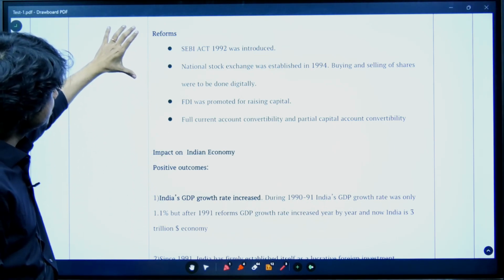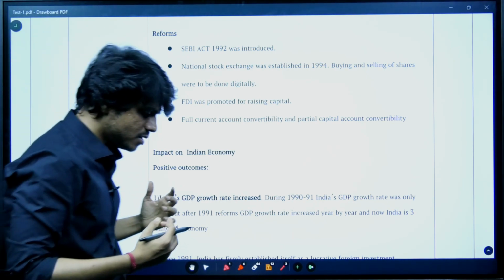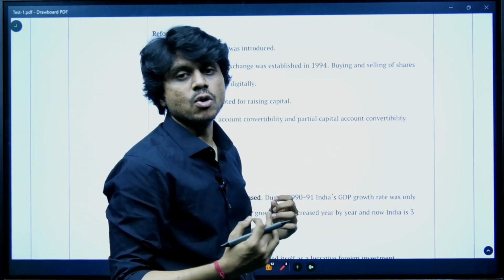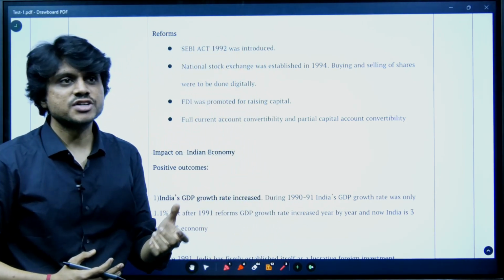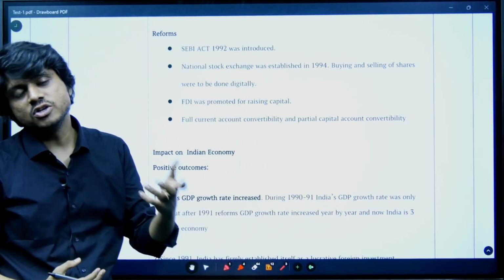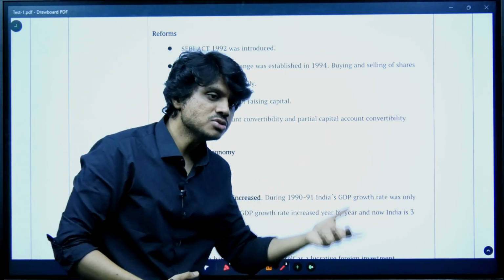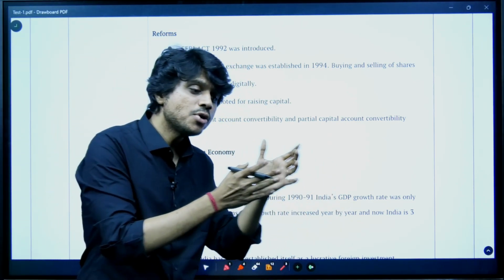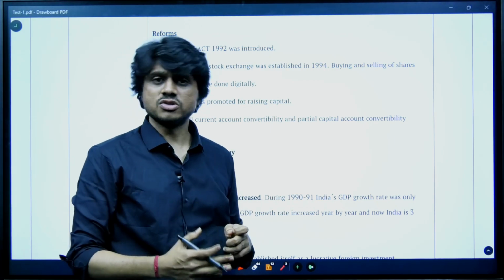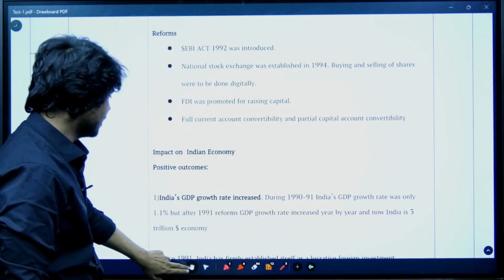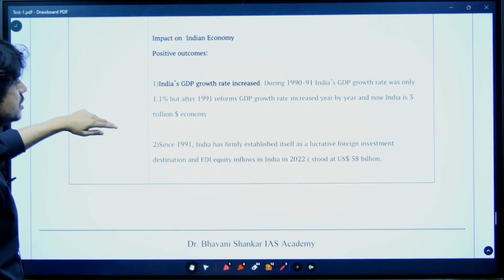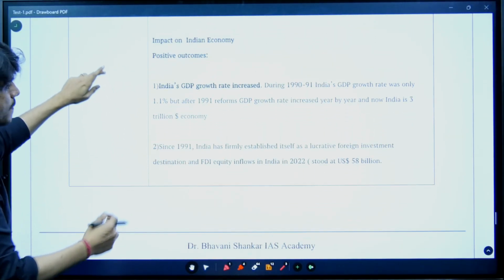So these are the things in the 1991 economic policy, or the new industrial policy. So what we have done here: we have set the context, what actually the new economic policy is, then we have given its objectives, then we have discussed the components of the new economic policy. Once that is discussed, we are moving into its impact on the Indian economy. Now let's see the impact on the Indian economy.